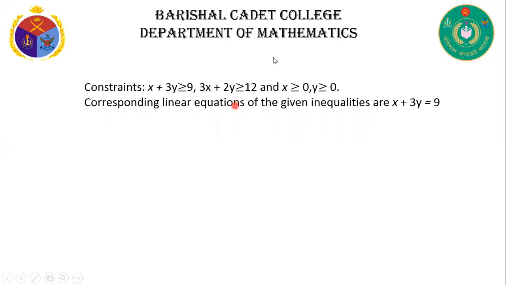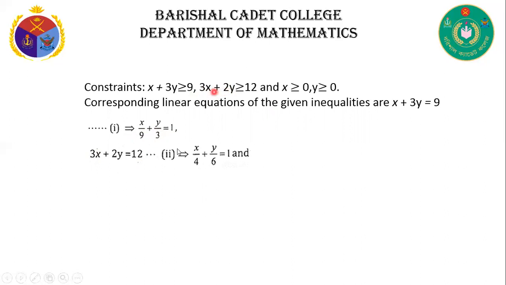So the corresponding linear equations of the given inequalities are: x plus 3y is equal to 9. Now we replace all the inequalities with linear equations in the form x by a plus y by b is equal to 1 and find the intersecting points. So x plus 3y is equal to 9 means x by 9 plus y by 3 is equal to 1, and the intersecting points are 9, 0 and 0, 3.